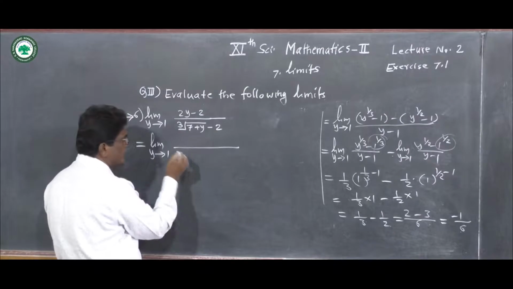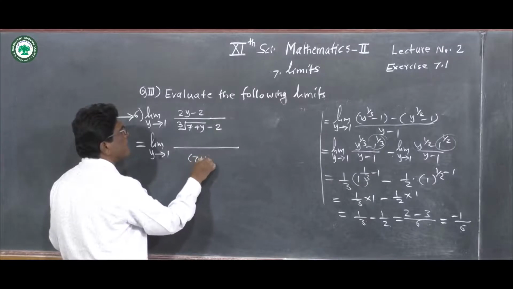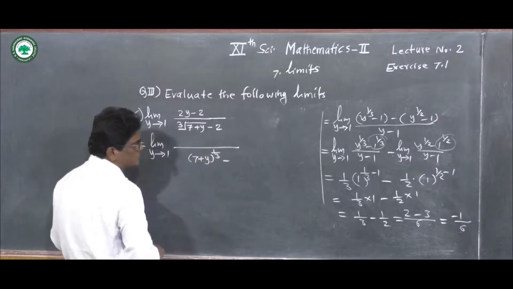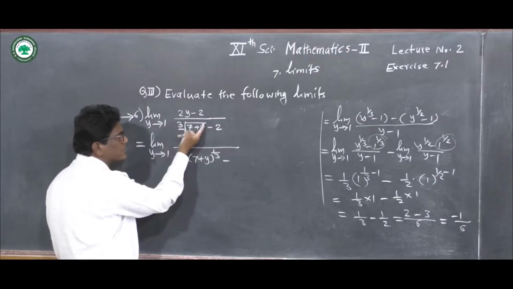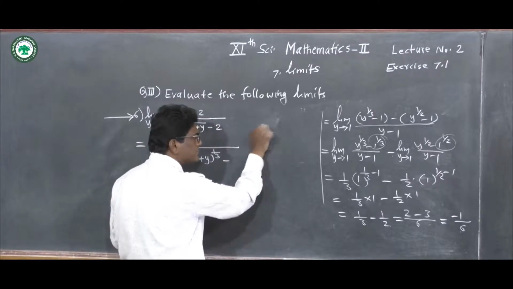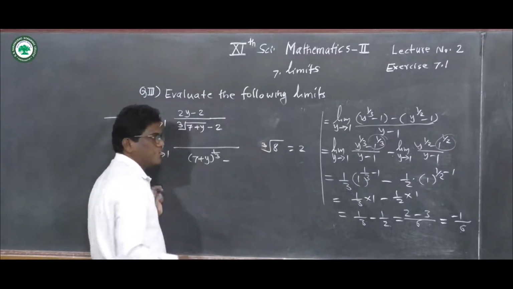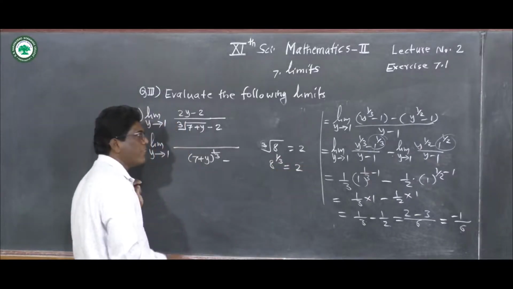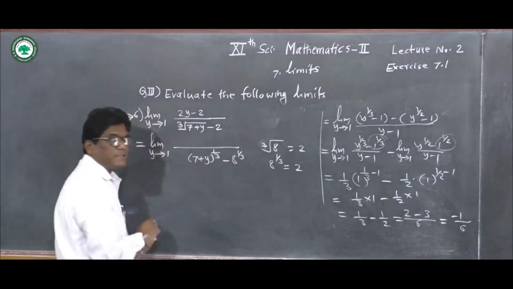So we write here cubic root of 7 plus y to the power 1 by 3, and this 2 is also cubic root of something. Since 7 plus y is a cubic root, 2 is also cubic root of some number. Cubic root of 8 is equal to 2, which means 8 to the power 1 by 3 is equal to 2. So we write this 2 as 8 to the power 1 by 3.